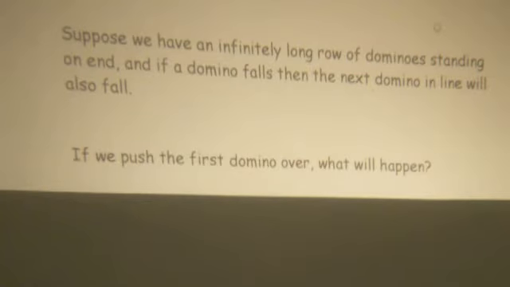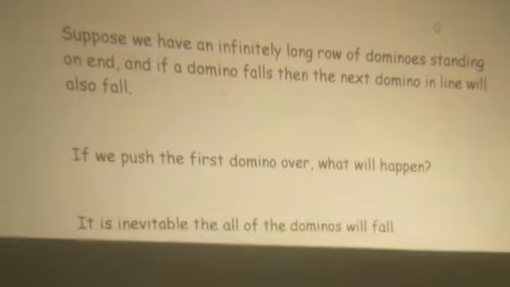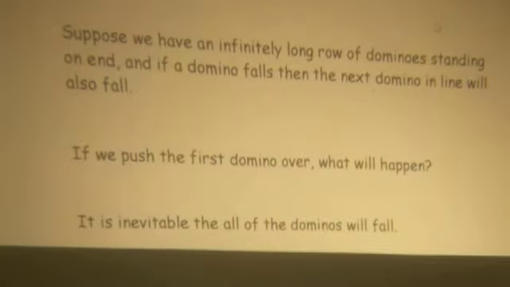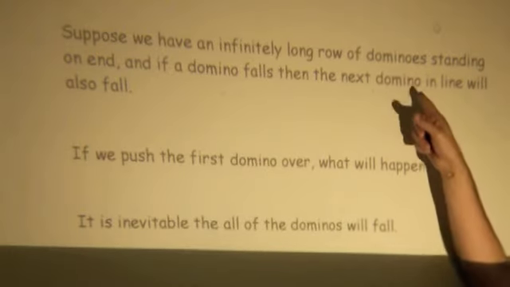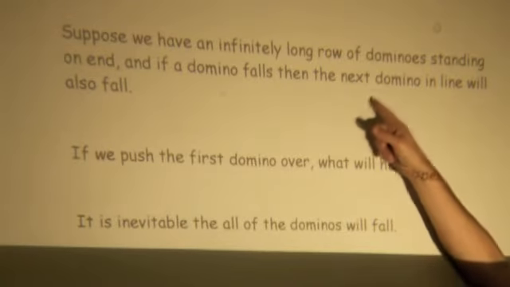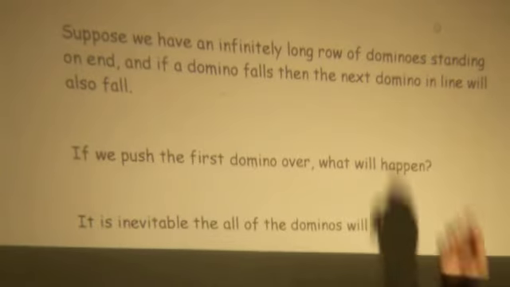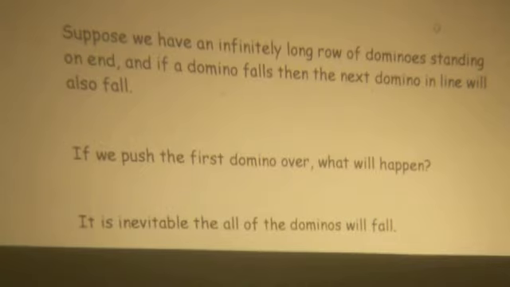Because what does the first one do? Knocks over the second. What's the second one do? Knocks over the third, and so on and so forth. Until what do we have? An infinitely long row of dominoes that are all knocked over, which is kind of cool. That will get us on the YouTube channel. It's inevitable that all of those dominoes will fall so long as what's true? Each one knocks over the next. And if that happens, we're in great shape. So there you go. That's the basic idea.